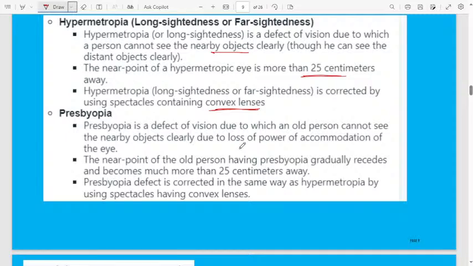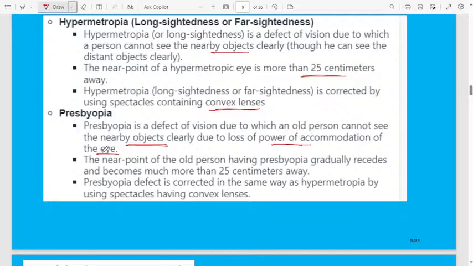Then the next defect is presbyopia. Presbyopia is a defect of vision due to which an old person cannot see a near object. Old people are not able to see a nearby object clearly due to the loss of power of accommodation of the eye. What happens is, because of age, the eye lens and the ciliary muscles get weakened. When they become weak, they are not able to function properly.